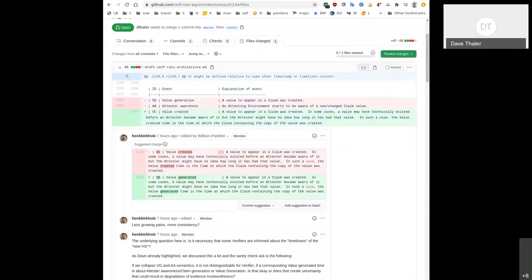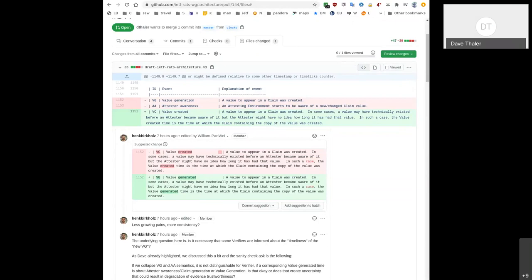Previously in the document, there were these two rows, which you can see in red up at the top, value generation and attester awareness. Currently, the attester awareness was not used. That's what would be used in Hank's pull request, but this row is in the table here. One of the observations that we had was that for every example, not just the one that Hank is adding, there can be two possibilities for any particular claim, right?